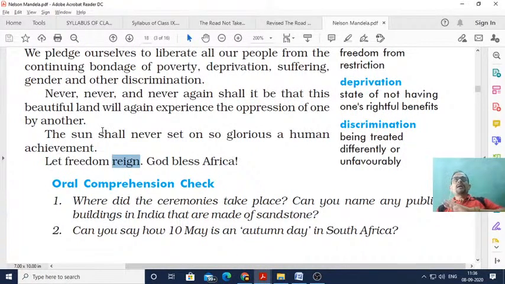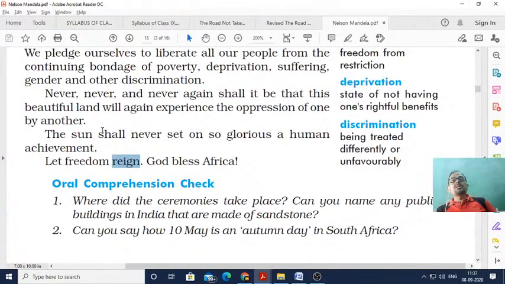Now there will not be any kind of discrimination on our people on the basis of their races and colors. There will not be any kind of deprivation. There are different types of deprivation: deprivation in terms of money, deprivation in terms of food, deprivation in terms of education. So he said there will not be any kind of deprivation from now onwards. There will not be any kind of gender discrimination from now onwards. Gender discrimination means the discrimination between man and women. Then he said, we shall liberate the people from the bondage of poverty.